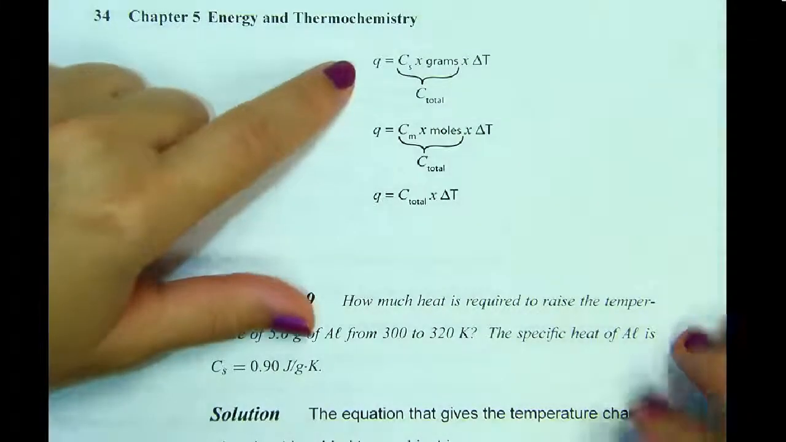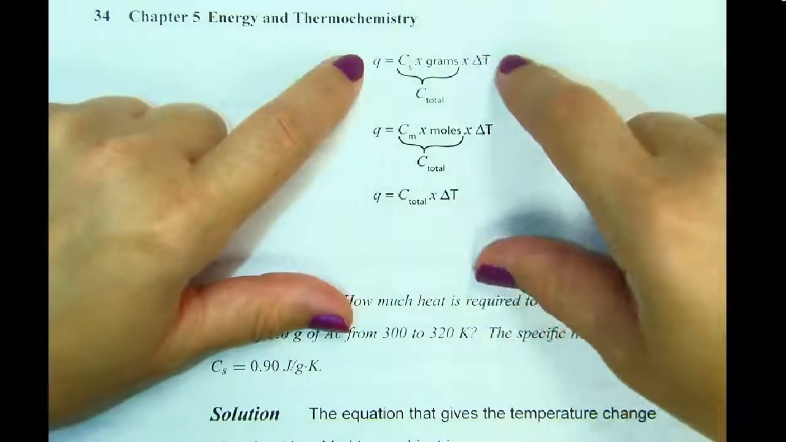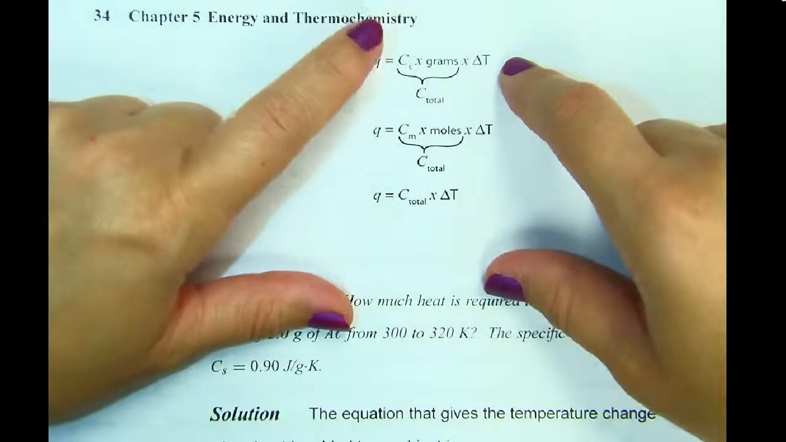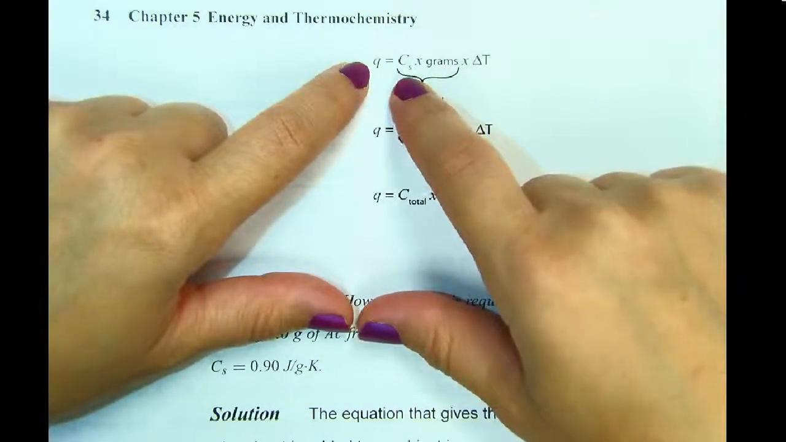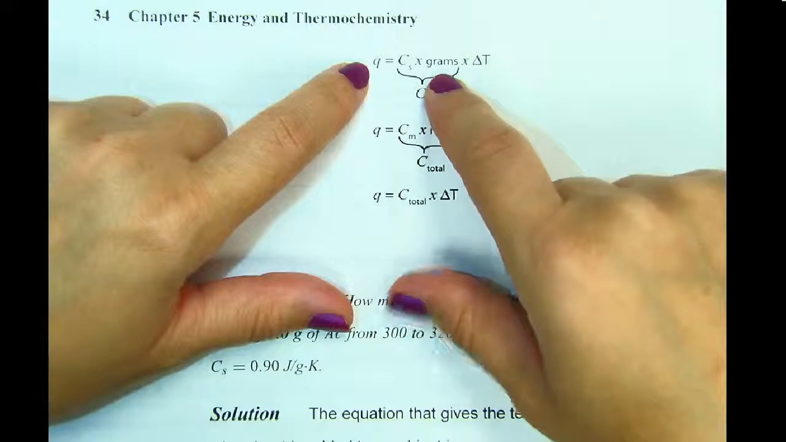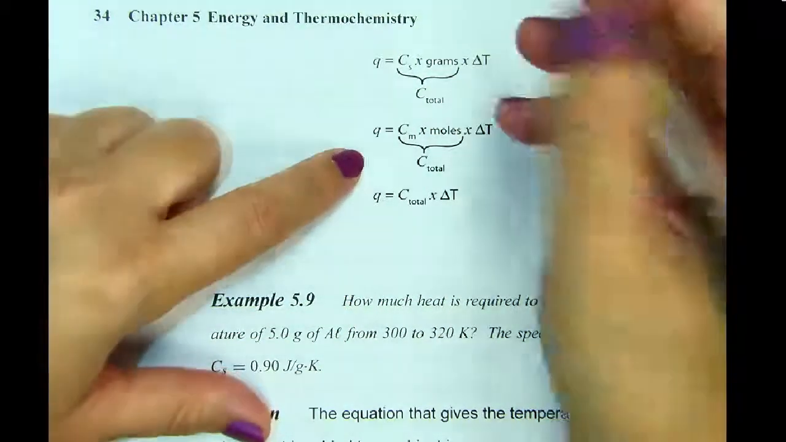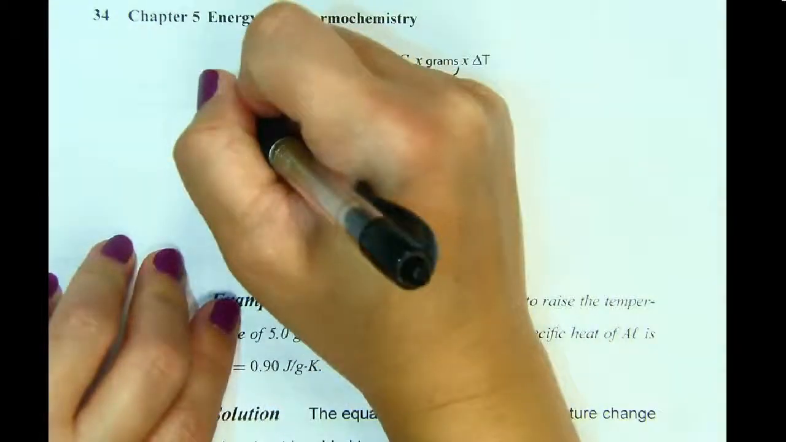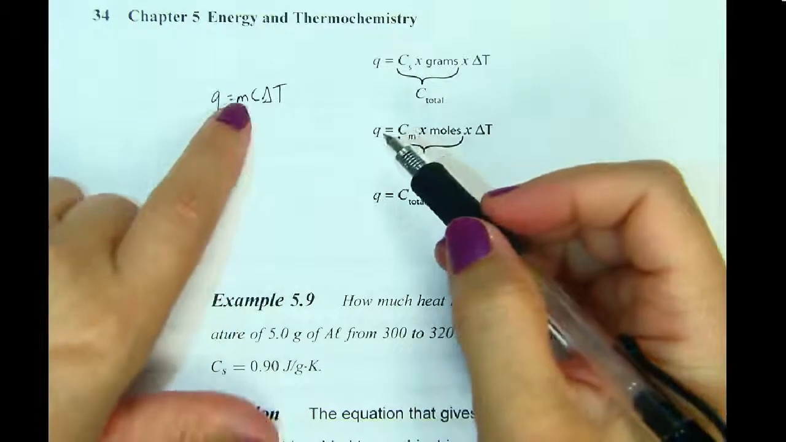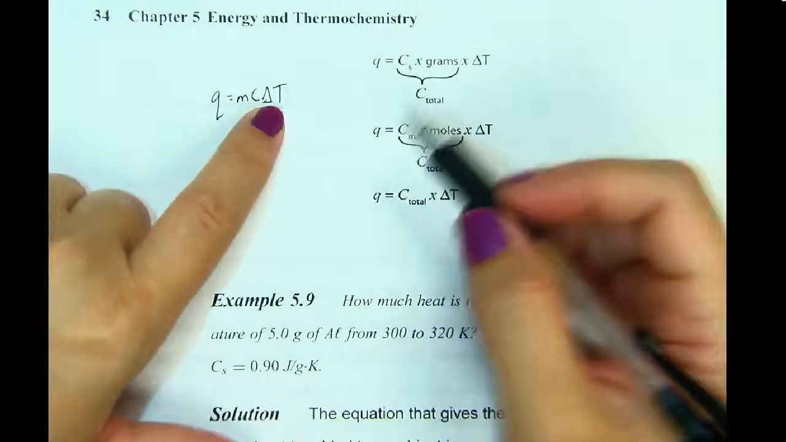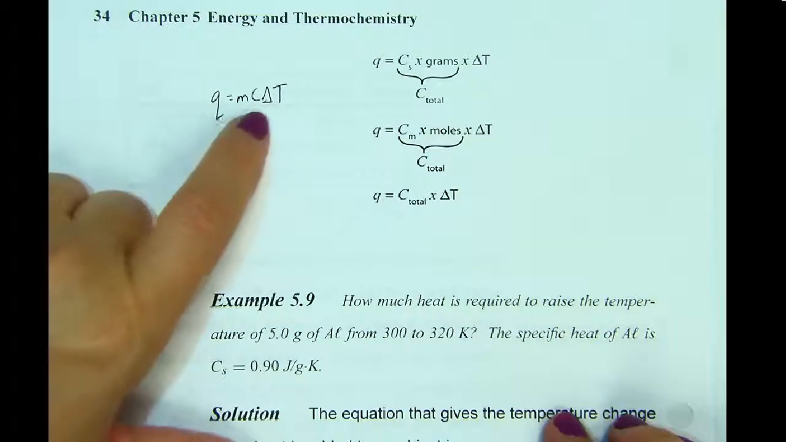So based on the three different specific heats, we have three different equations. However, this is going to be the one you're going to use most often: the heat is equal to the specific heat of your substance times the mass of your substance times the change in temperature. You're often going to see this equation written as Q equals MC delta T, in short, which is mass times the specific heat times the change in temperature. Easy to remember when you write it like this because it's Q equals MCAT.